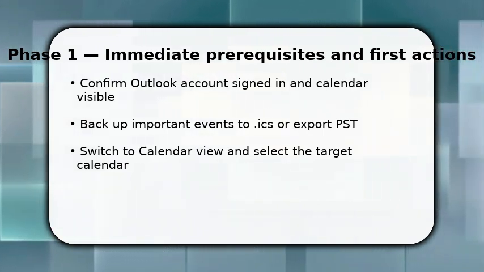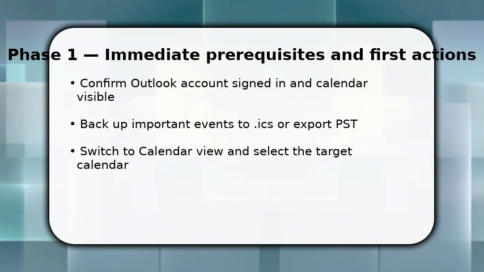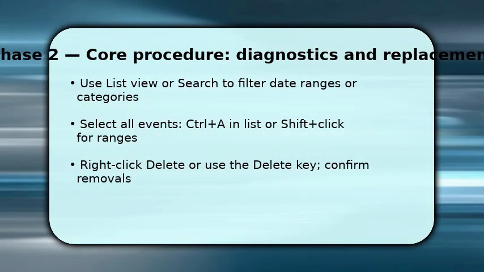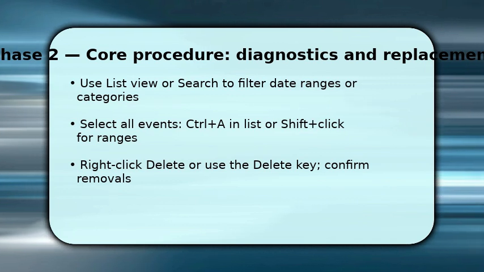Don't skip the backup step. It's quick and reversible and makes the rest of the process safe. You'll now collect the events you want to remove. Switch to List or Active View, or use Search to filter by date range, attendee, or category.